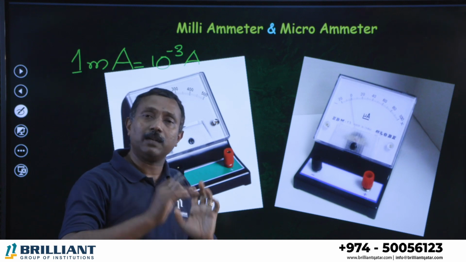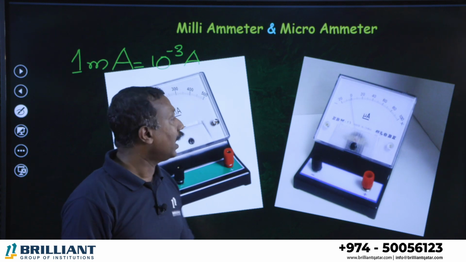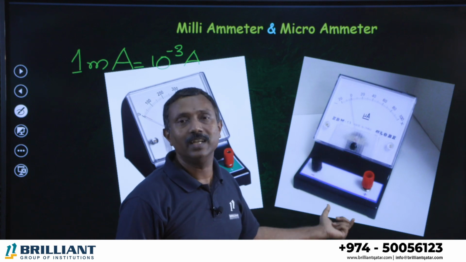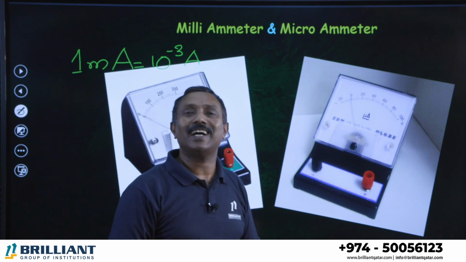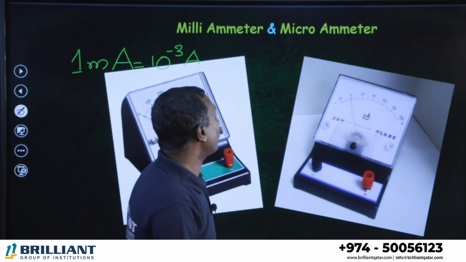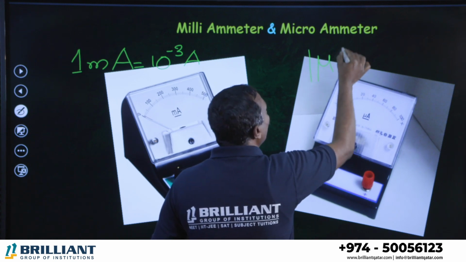Because the current passing through this kind of very sensitive circuit will be very small. For such situations, we will use another type of ammeter, what we call a microammeter. Microammeters measure current at the level of microamperes. 1 microampere is represented by 1 μA.